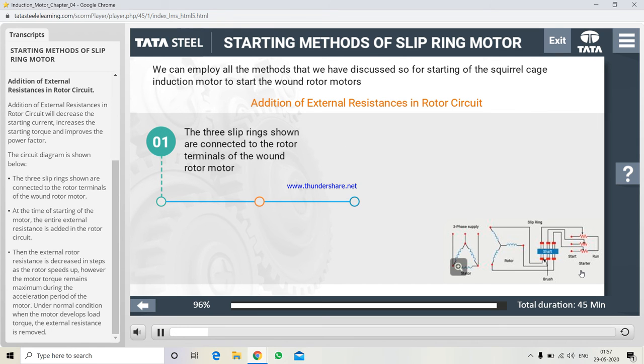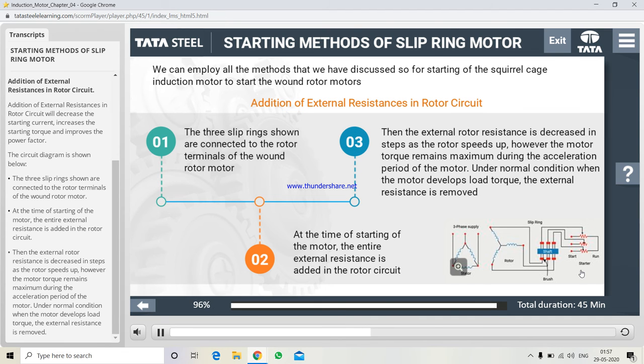The three slip rings shown are connected to the rotor terminals of the wound rotor motor. At the time of starting of the motor, the entire external resistance is added in the rotor circuit. Then, the external rotor resistance is decreased in steps as the rotor speeds up. However, the motor torque remains maximum during the acceleration period of the motor. Under normal condition, when the motor develops load torque, the external resistance is removed.